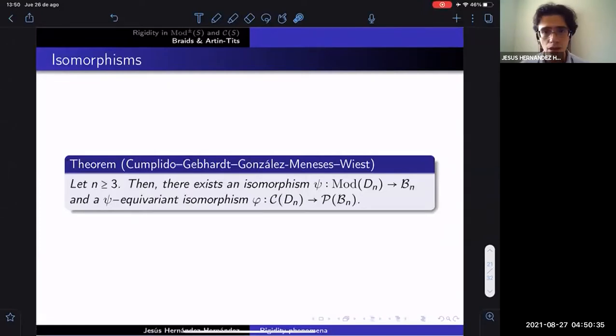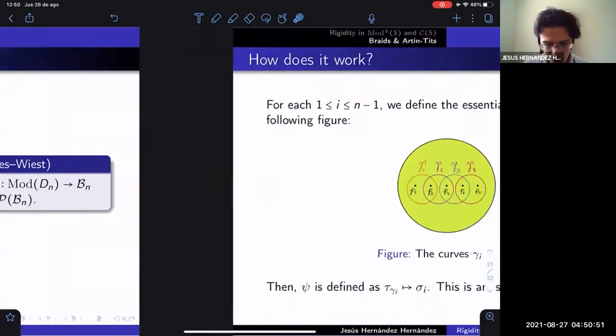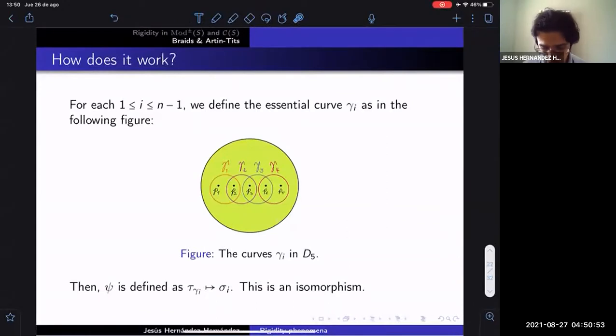Now, all of what I've just said, at least the definitions, can be done not only on the braid group, but on a certain generalization of the braid groups, and that is the Artin-Tits groups. Now, by the way, how does this work?